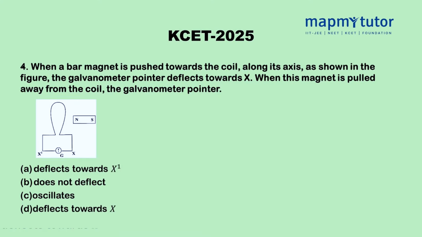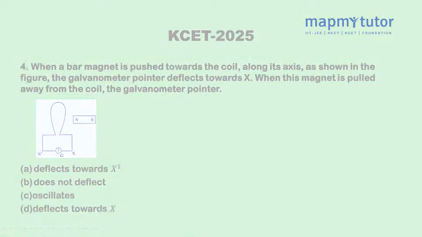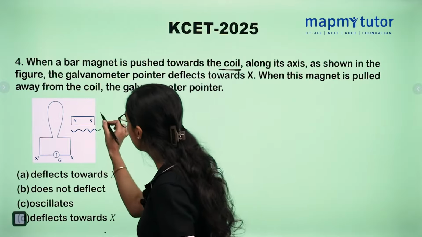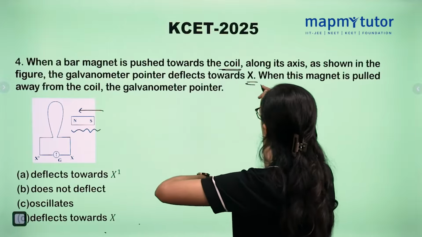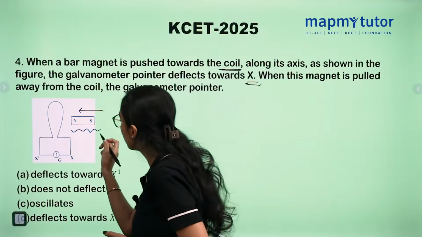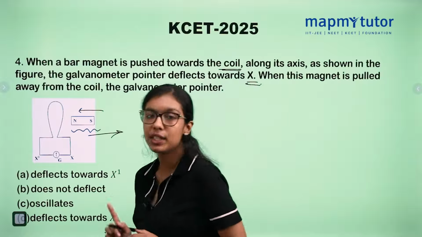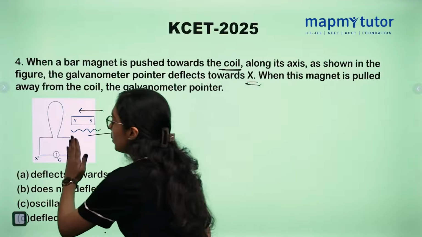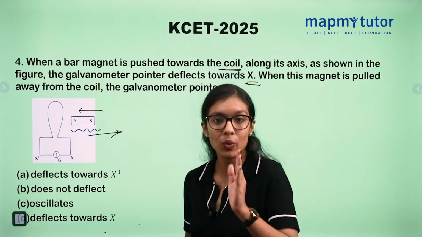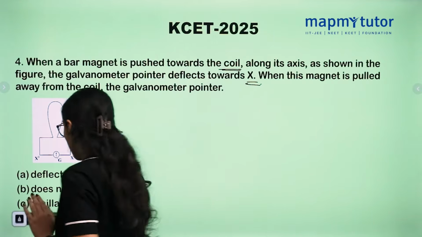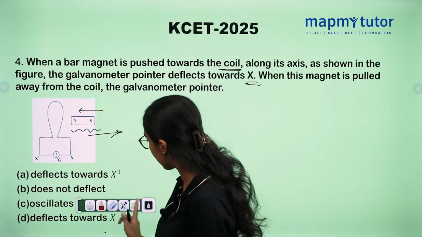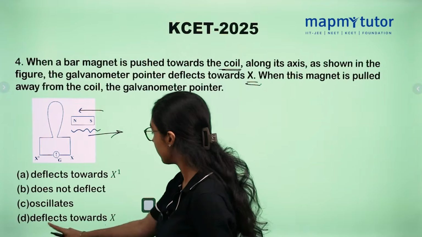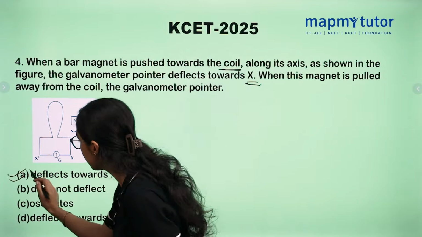When a bar magnet is pushed towards the coil along its axis as shown in the figure. Here's your figure. There's a bar magnet here which is moving towards the coil. The galvanometer will point towards X. Then they are telling that if we move this bar magnet away, where will the deflection show? So, the deflection will automatically show at X dash. We know this with the help of Faraday's law. So, which option is correct? I hope you can see the options. Here you have deflects towards X dash, does not deflect, oscillates, deflect towards X. So, option A is correct.